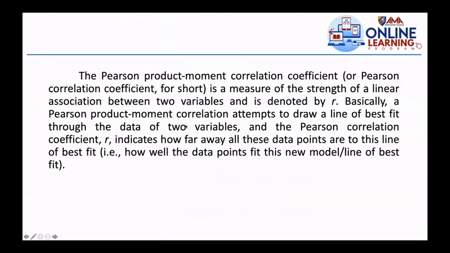Okay, class? Now, the Pearson product moment correlation coefficient, or Pearson correlation coefficient for short, is a measure of the strength, as I've told you, of linear association between the two variables, and is denoted by r because we're focusing on the sample. Basically, the Pearson product moment correlation, or simply the coefficient of correlation, attempts to draw a line of best fit. Okay, what is this line of best fit? That's what we will discuss later in part 2.